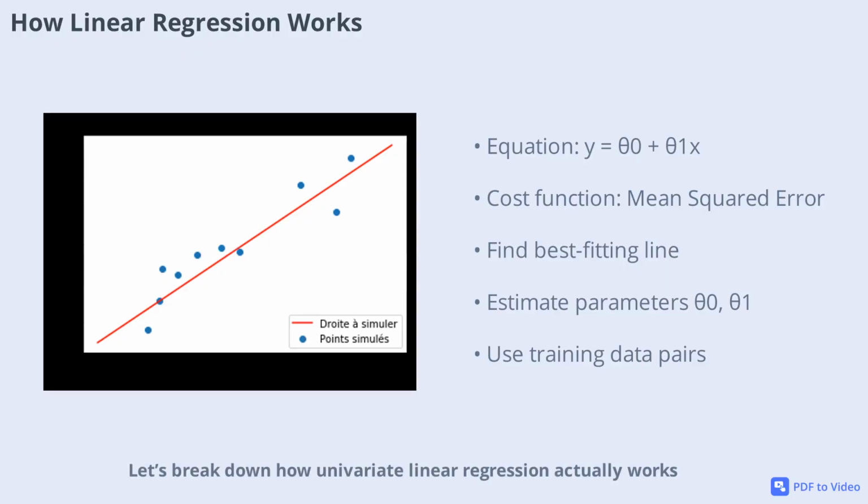The goal is to find the best fitting line through your data points, using an equation like y equals theta 0 plus theta 1 x. Here, theta 0 is the intercept and theta 1 is the slope. We use training data pairs of x and y values to estimate these parameters. The difference between the predicted and actual values is measured using a cost function, often the mean squared error. By minimizing this error, we find the optimal line.